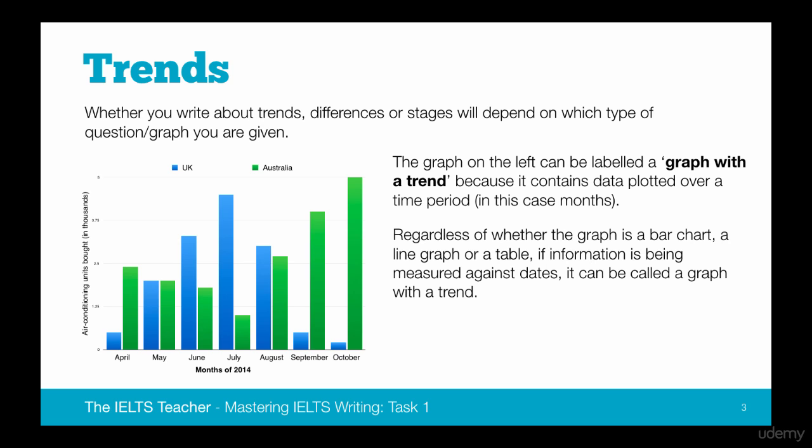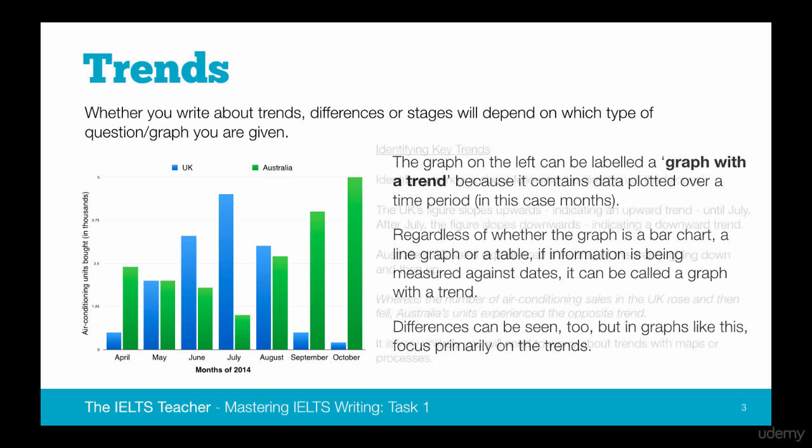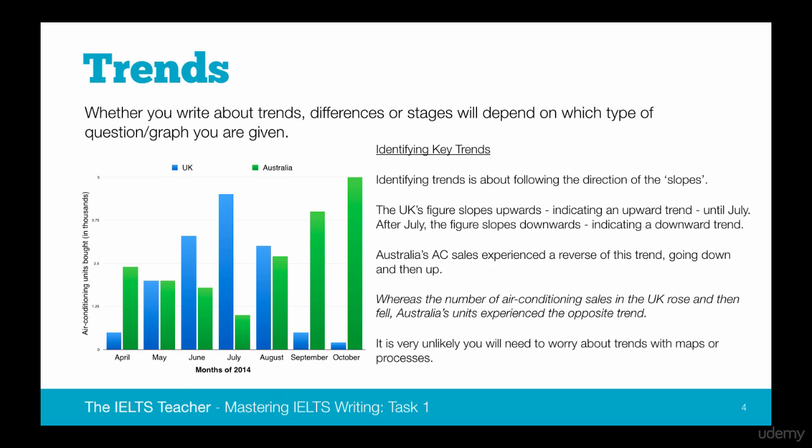Regardless of whether the graph is a bar chart, a line graph, a table, etc., if information is being measured against dates, it can be called a graph with a trend, in which case we are going to try and identify those trends. You can see differences too, but in graphs like this, particularly in the overview, you should be trying to focus primarily on the trends. Let's have a look at this here. Basically, identifying trends is about following the direction of the slopes. It's as easy as that, and I'm going to illustrate with some drawing on the graph here.